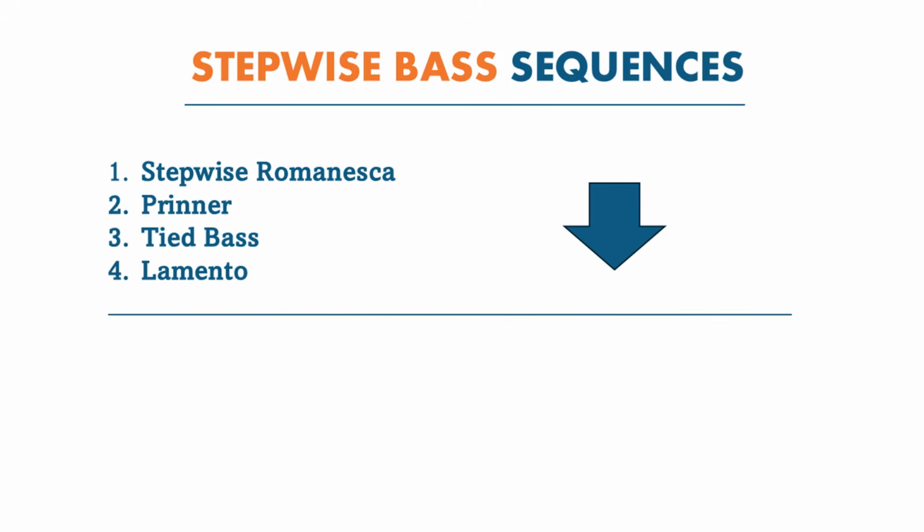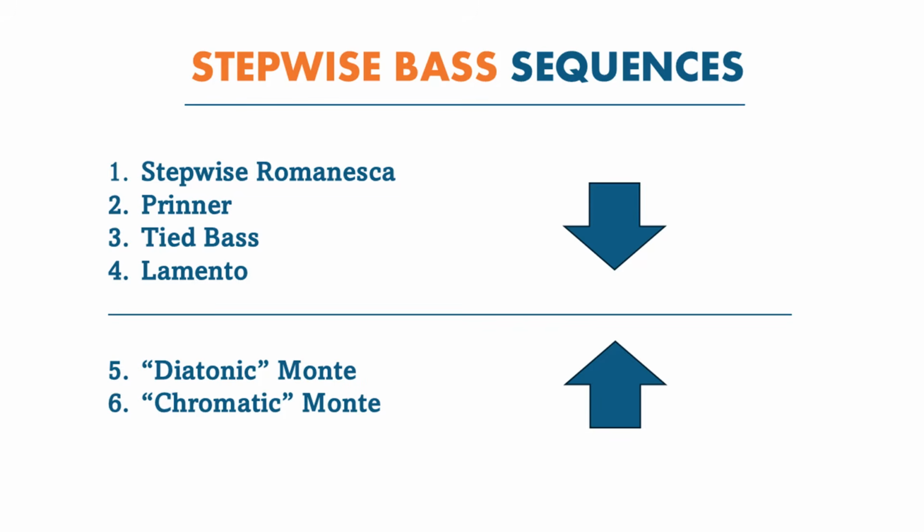2 other prototypes always move upwards, the diatonic and chromatic monte. And finally, there are 2 prototypes that can move either upwards or downwards, the faux-bourdon and the so-called omnibus. It's important to point out that not all theories regard these prototypes as true sequences. However, as we shall see later, composers often use them as such.